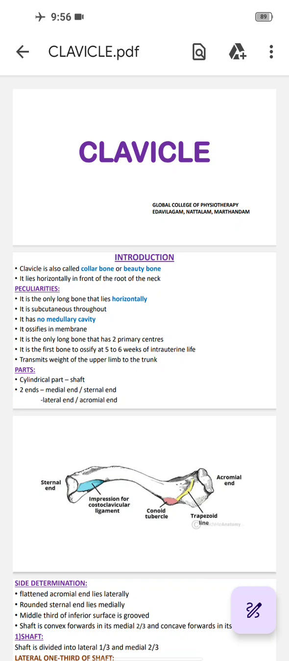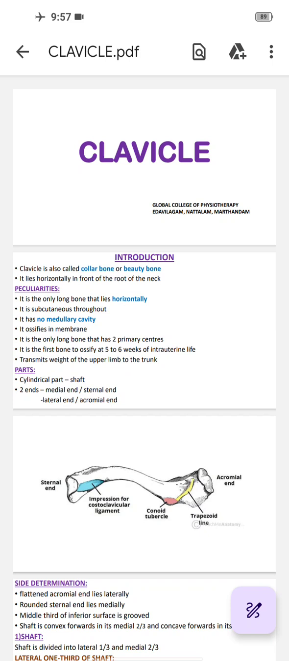Clavicle is also known as collarbone or beauty bone, and it lies horizontally in front of the root of the neck. So the peculiarities of clavicle: it's the only long bone that lies horizontally, and it is subcutaneous throughout. It has no medullary cavity. It ossifies in membrane. It's the only long bone that has two primary centers.